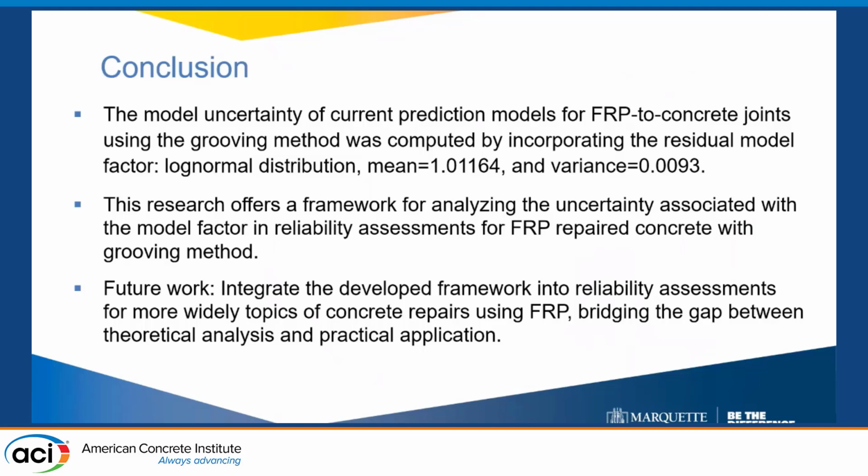So in conclusion, our study is more like a case study, and we were focusing on the longitudinal groove to improve the bond efficiency between FRP and concrete. So we find the corresponding residual model factor, so which distribution works best, lognormal, with corresponding mean 1.01, and the variance is 0.0093.